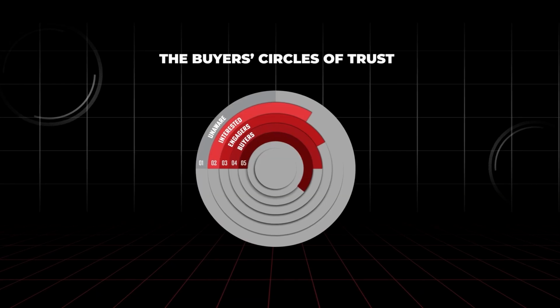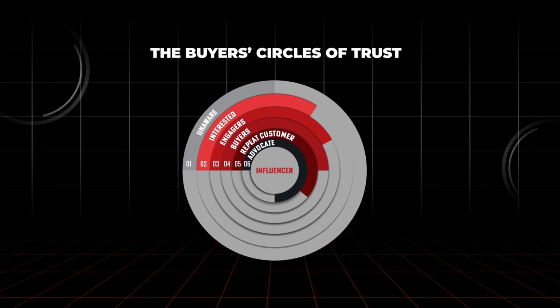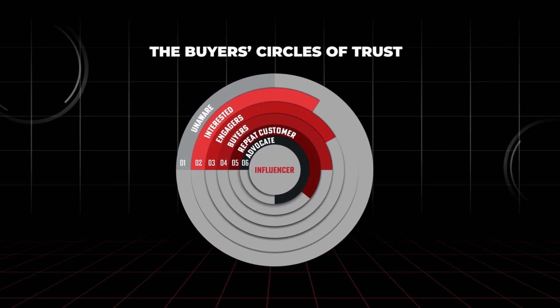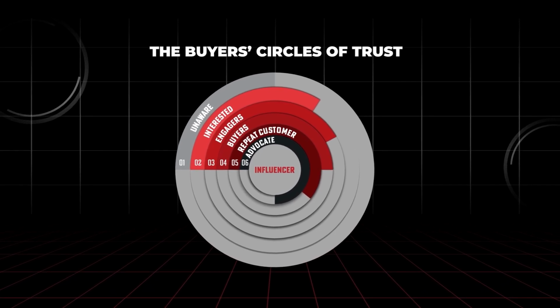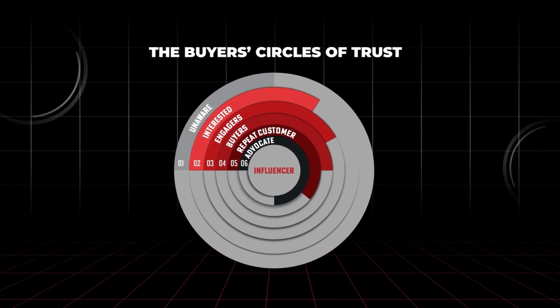And I'm gonna challenge you to use this model when you write your email copy. So first, be clear on which circle of trust you're targeting with your message. Once you know which circle of trust you're writing to, then you're gonna know what's the appropriate call to action.